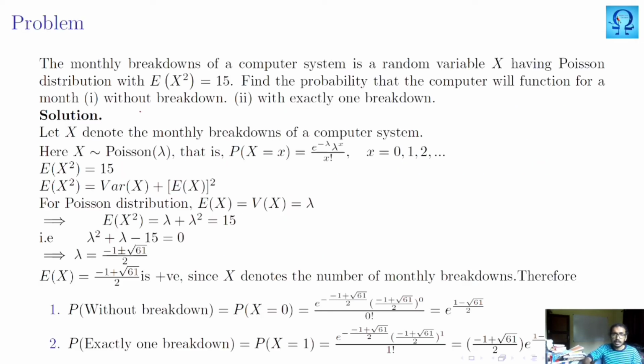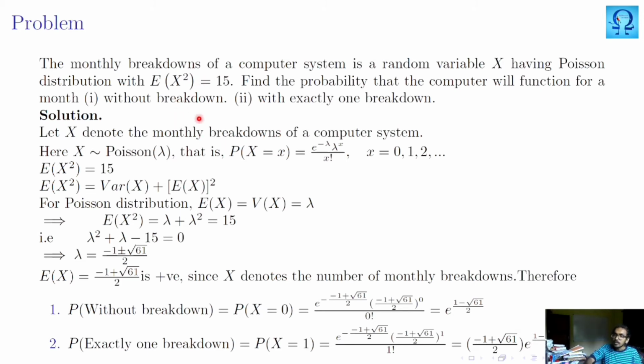Now here it is given that monthly breakdowns of a computer system is a random variable having Poisson distribution, and it is given that e of x square is 15. Okay. We are not given either mean or variance. We are given e of x square, which is 15. And we are asked to find the probability that the computer will function for a month without breakdown, or with exactly one breakdown, which means p of x equals 0 and p of x equals 1 we need to find out.